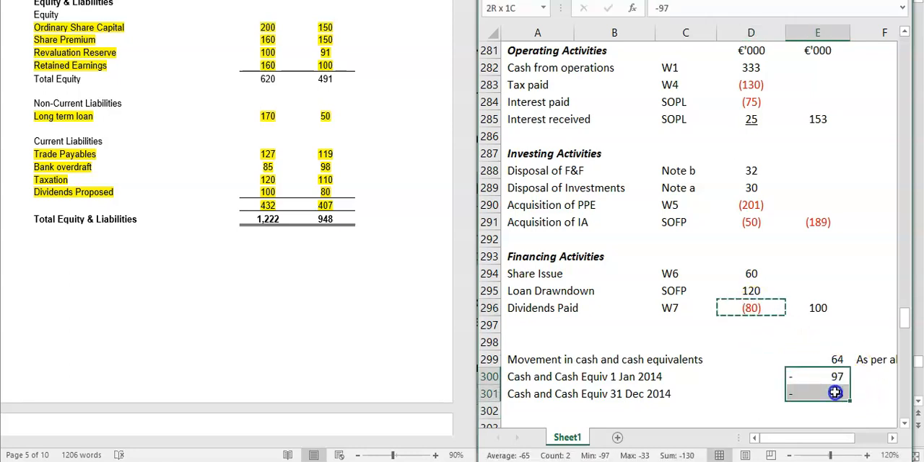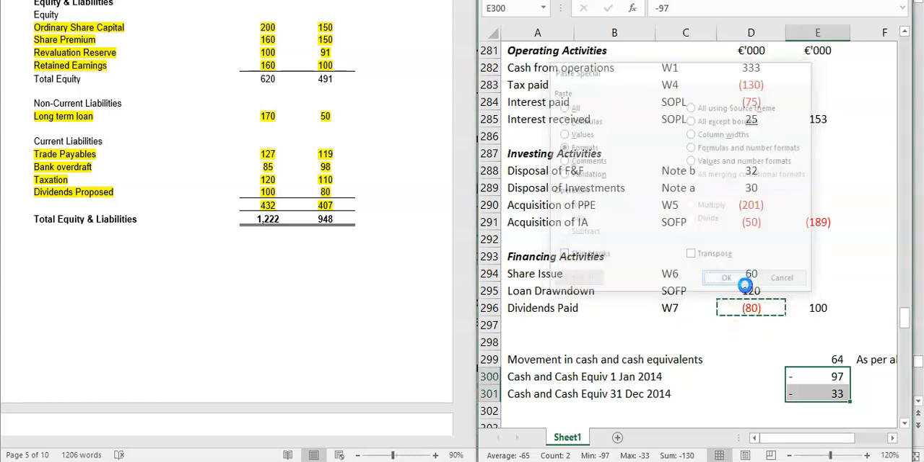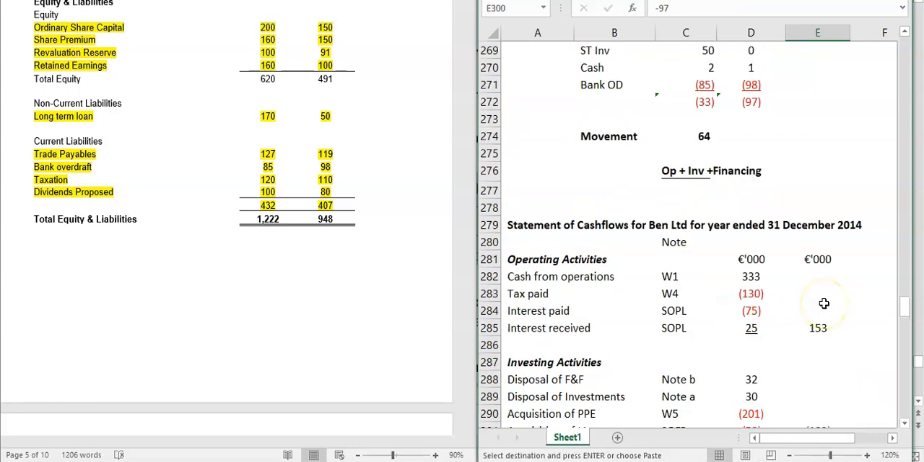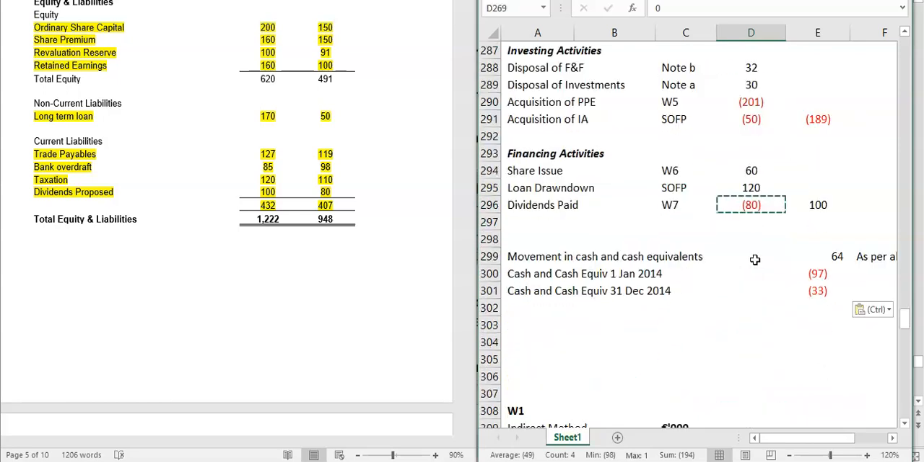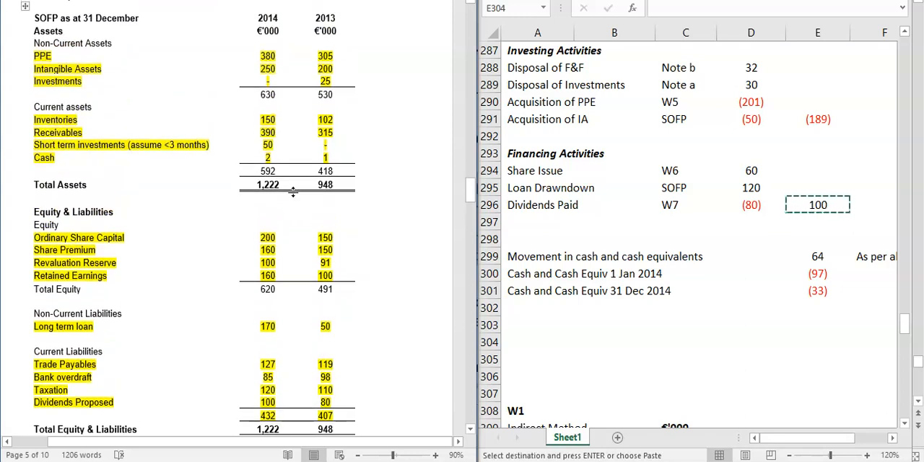We've calculated those. But to get your full marks for presentation, you must show those items at the end as well, where you show the opening balance, which was the minus 97, the balance at the end of last year, which is the opening of this year, and the balance at the end of the year, which is improved by 64,000. Right, so that's important that you understand exactly where those figures are coming from and the steps involved.